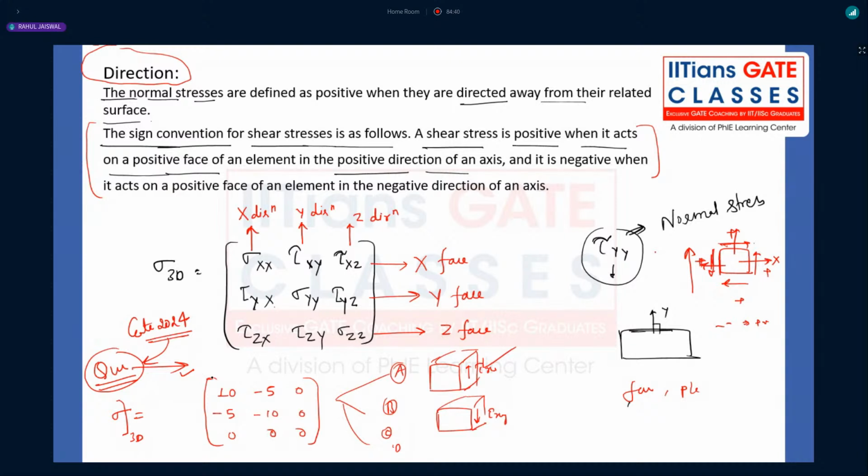Obviously, for normal stress, everybody knows that positive means it is tensile. Minus 10 means compressive, like this, that is sigma yy. But confusion arises in the shear stress sign conventions. Is that clear? Can I move to the next one? Is it done, all of you? Tell me, guys.